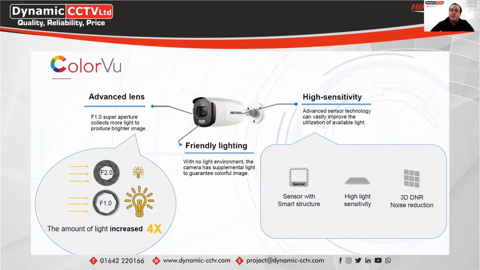So there are no IRs on the camera, it is just white light with the Colorview cameras, and they have a more advanced lens, which is f1 stop aperture, which lets in all that ambient light and allows you to have the full colour image even at night time. In some scenarios, you don't need to use the white light LED if there's enough ambient light in the area, but in a lot of scenarios it is generally better to have the white light enabled, and it gives you the best image that you can achieve with the system.